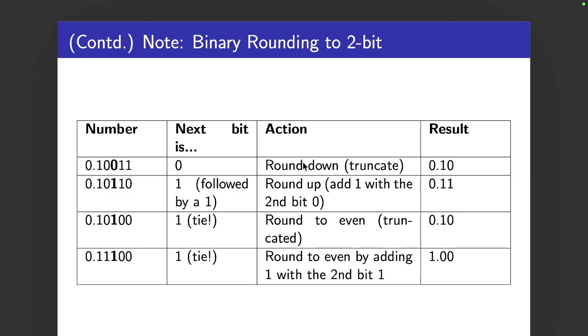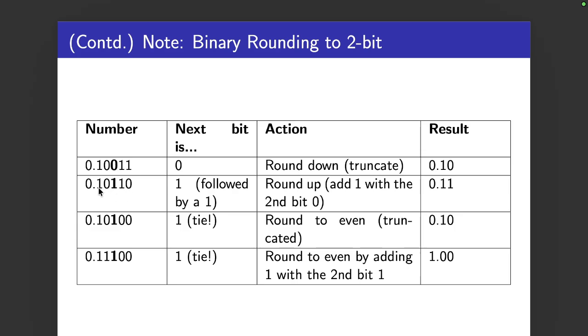The action is round down, truncated, because this place is the nth place. We actually want to round to 2 bits, and this place is 0. So we just truncate this. Up to 2 bits is 10, because the n plus 1th bit is 0 here.